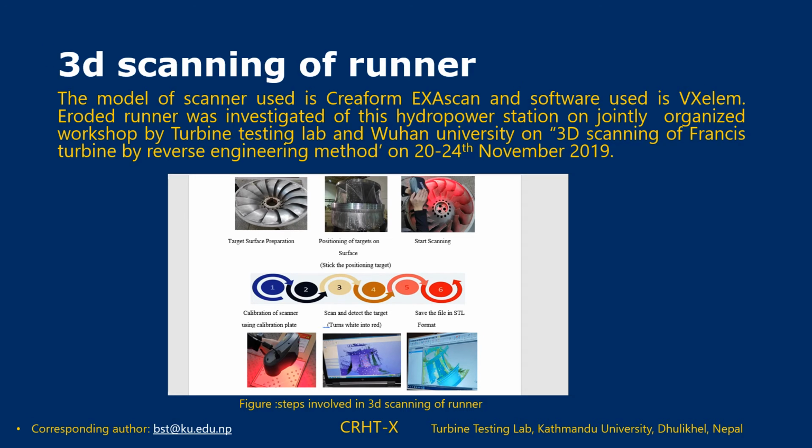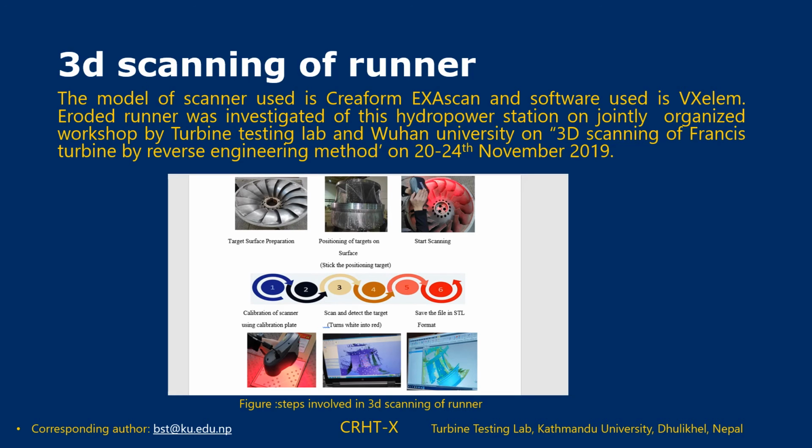So the process involved in the 3D scanning of the runner: the first process involves target surface preparation. In this step, we try to identify all the surfaces of the runner. Then we calibrate the scanner using a calibration plate. We calibrate the scanner so that it takes a proper reading.